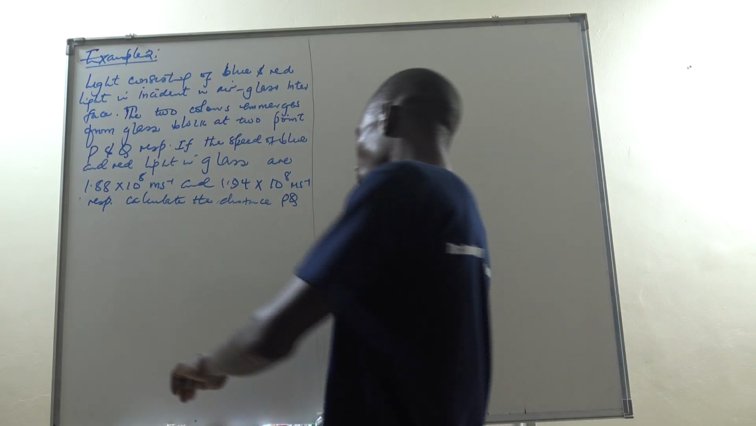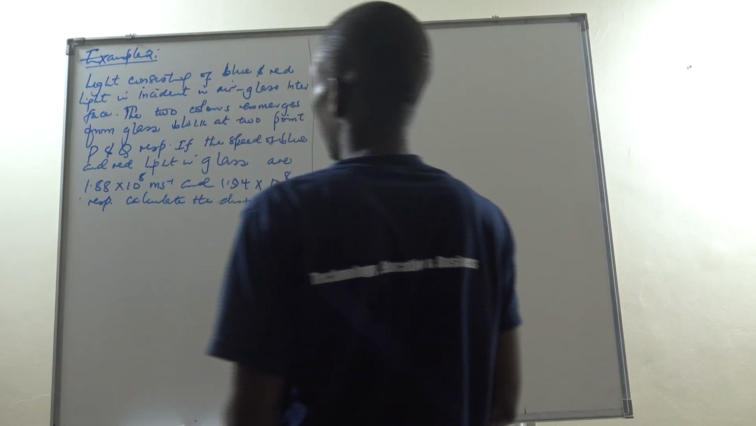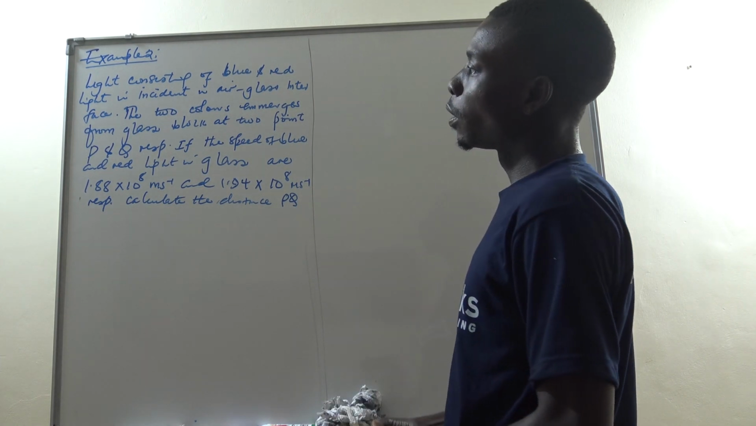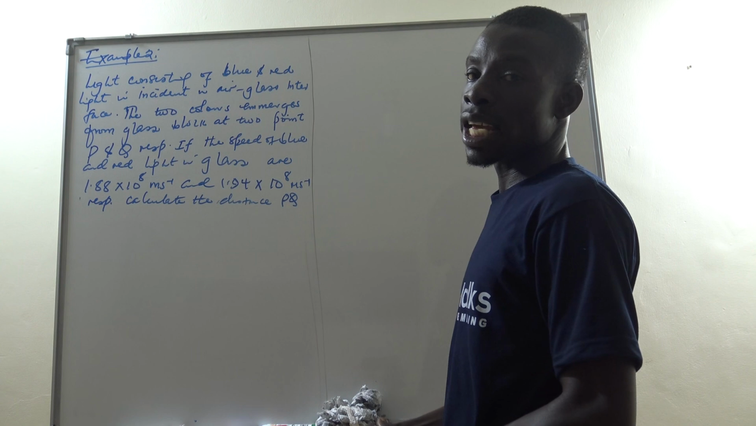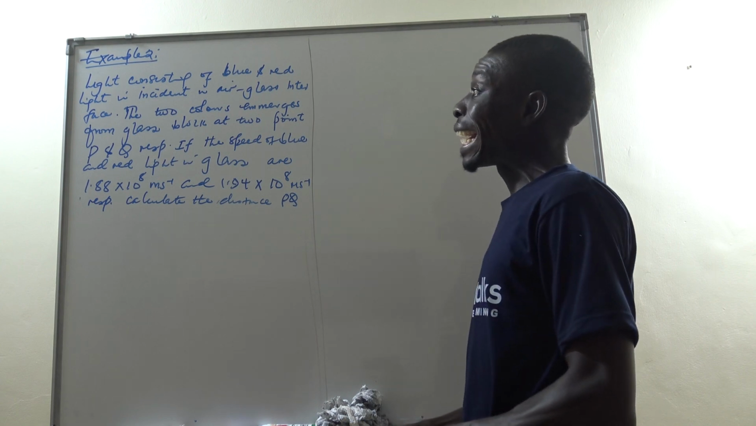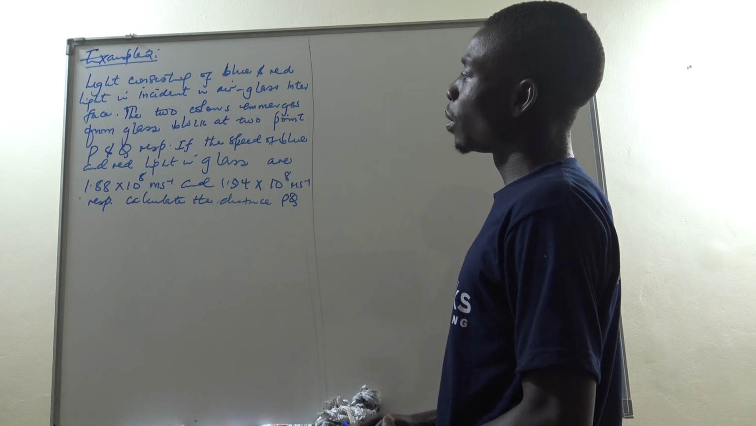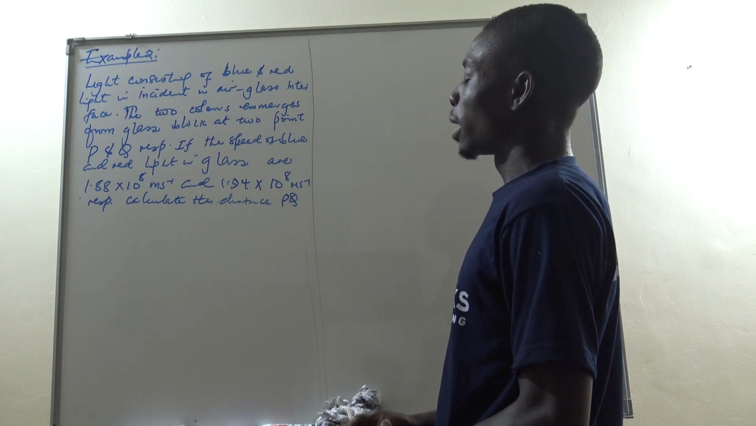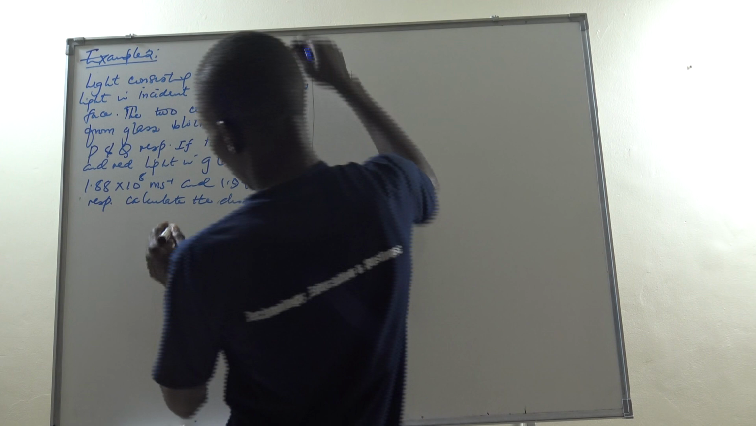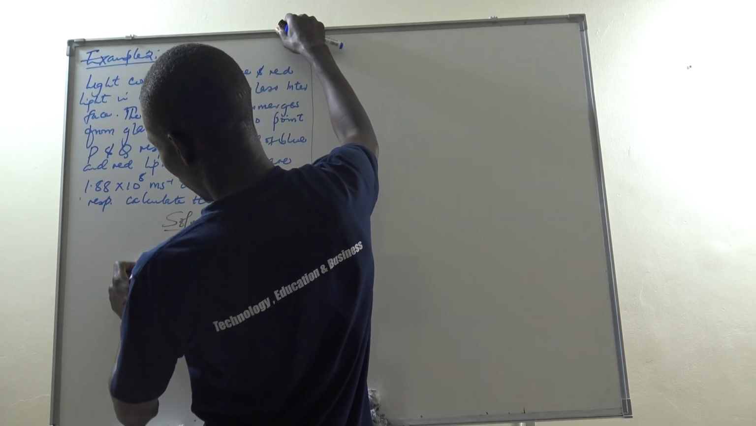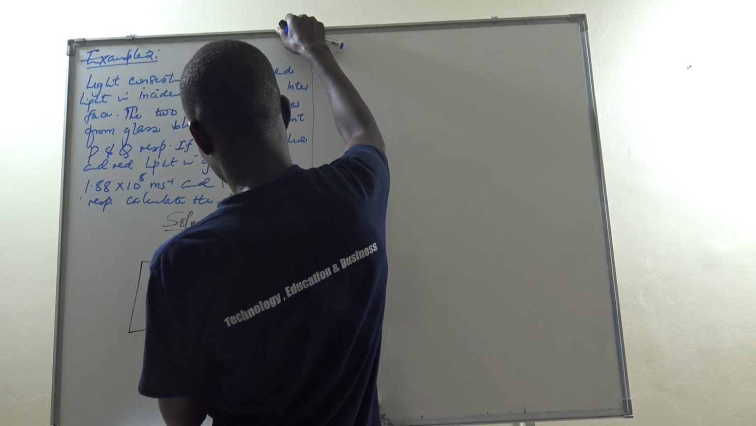So we are here for our last example on lateral and horizontal displacement. It says light consisting of blue and red light is incident on an air-glass interface. The two colors emerge from the glass block at two points P and Q respectively. So let me involve some simple drawing in what we are saying.